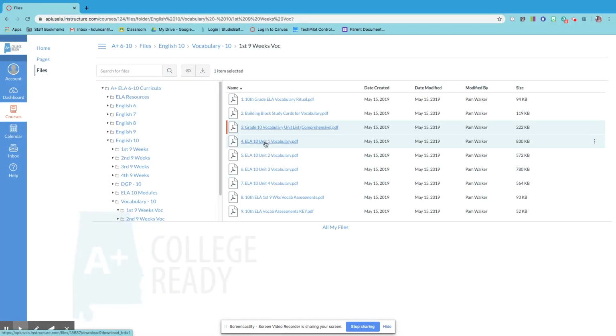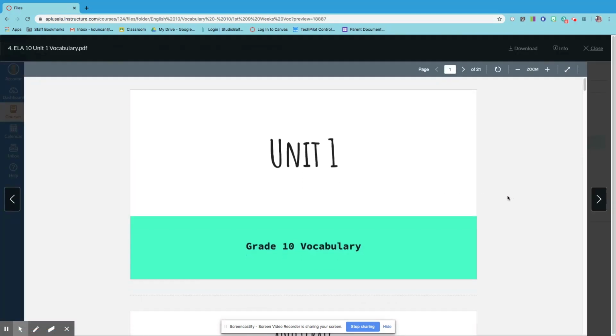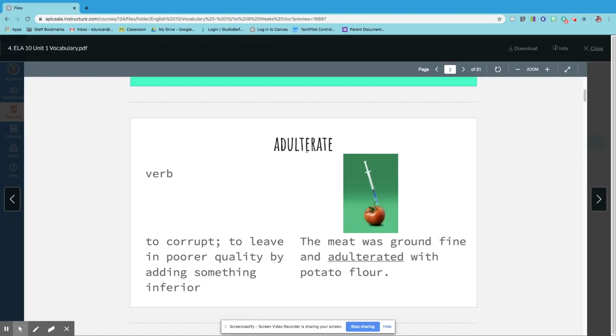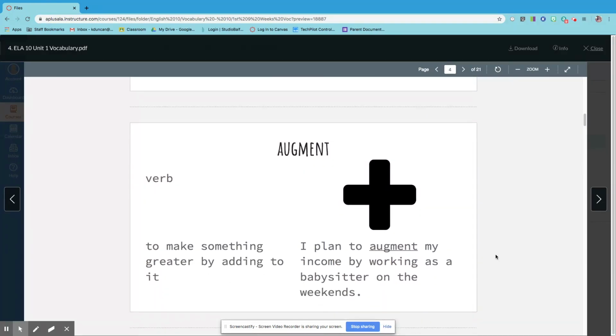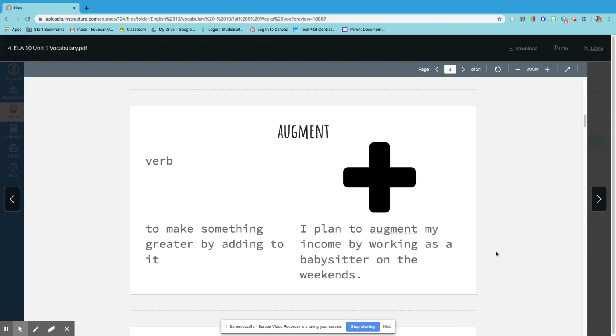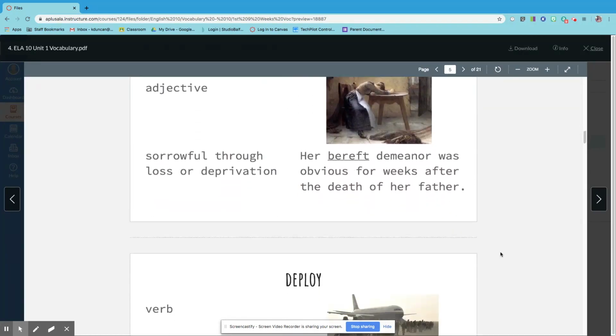Also provided for all the words are presentations in which the word has the word, the part of speech, the definition, a picture, and a sentence in which the word is used in context correctly. These are provided for all of the words and all of the units. You can use these in your instruction, or you can provide them to students for study purposes.